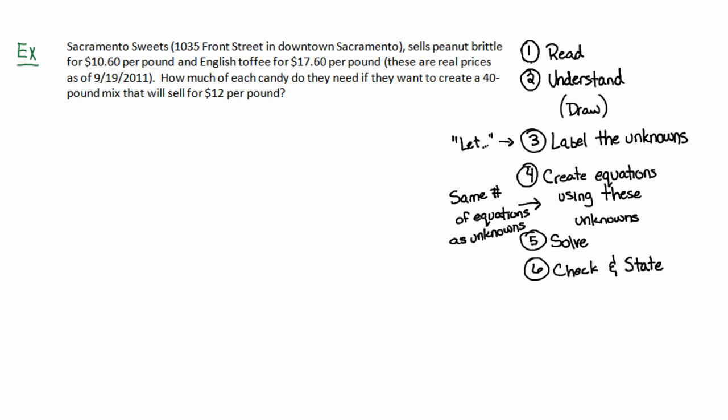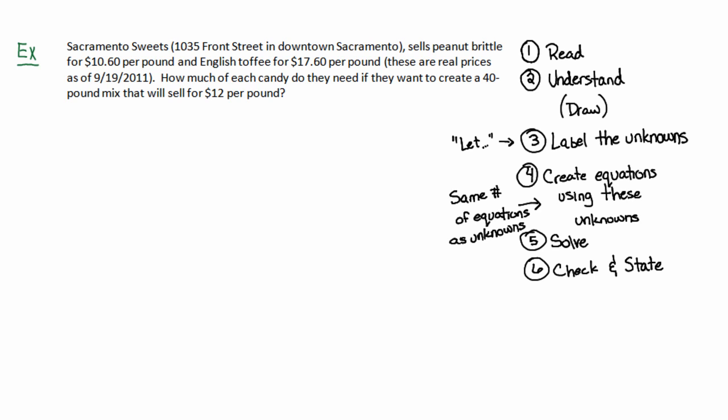So jumping into this, let's first read this problem. Sacramento Sweets, which is located at 1035 Front Street in downtown Sacramento, sells peanut brittle for $10.60 per pound and English toffee for $17.60 per pound. These are real prices as of September 19th this year. How much of each candy do they need if they want to create a 40-pound mix that will sell for $12 a pound? And you got to think about this. They have some candy worth a little over $10 per pound, some other candy that's more expensive, and they're going to mix them together to make a mixture that's priced in between those two prices.